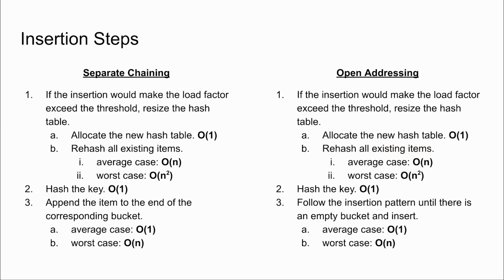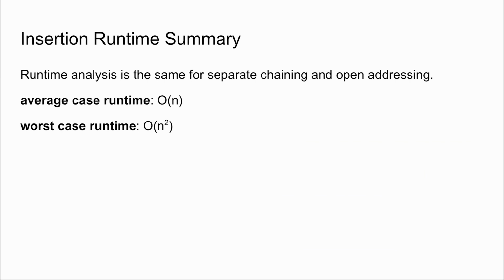Now that we have analyzed each individual step for open addressing, we can take a step back and look at insertion with open addressing as a whole. In the average case, the most expensive operation is O(n), so the average case insertion is O(n). In the worst case, the most expensive operation is O(n²), so the worst case insertion is O(n²). To summarize, runtime analysis is the same for separate chaining and open addressing. The average case runtime for insertion is O(n), and the worst case runtime for insertion is O(n²).